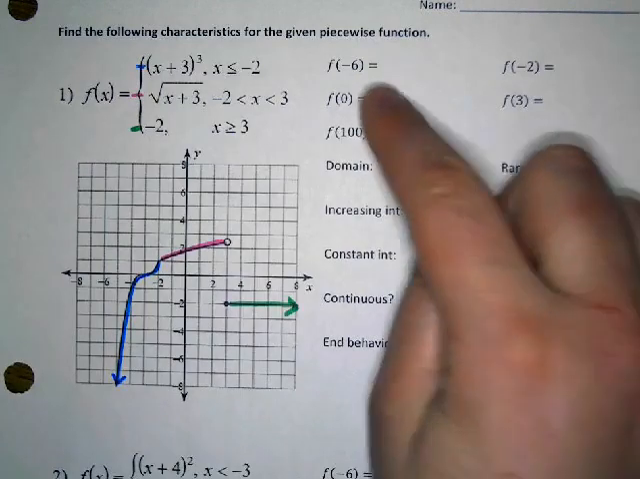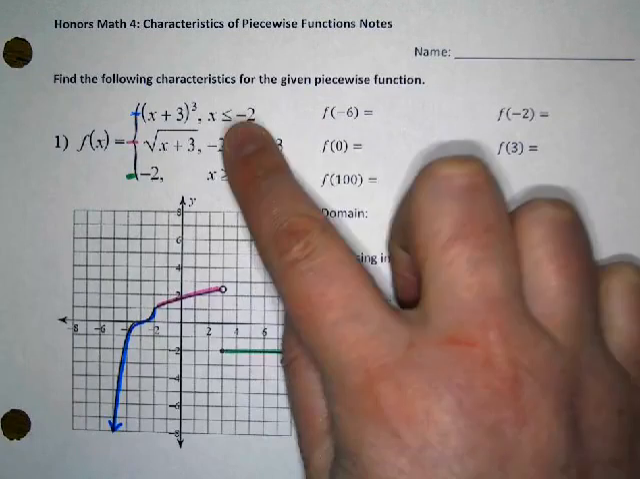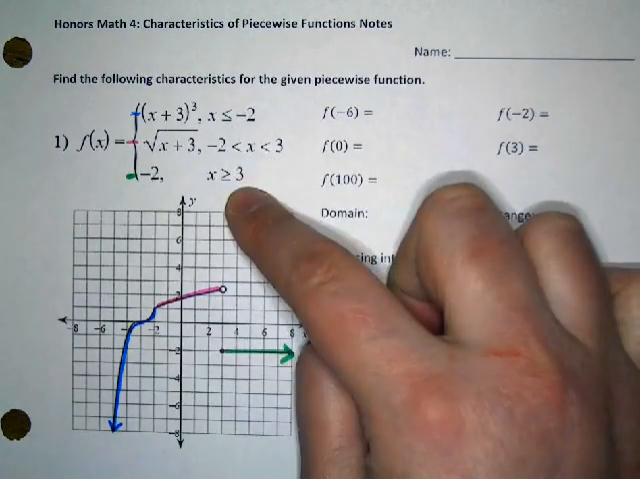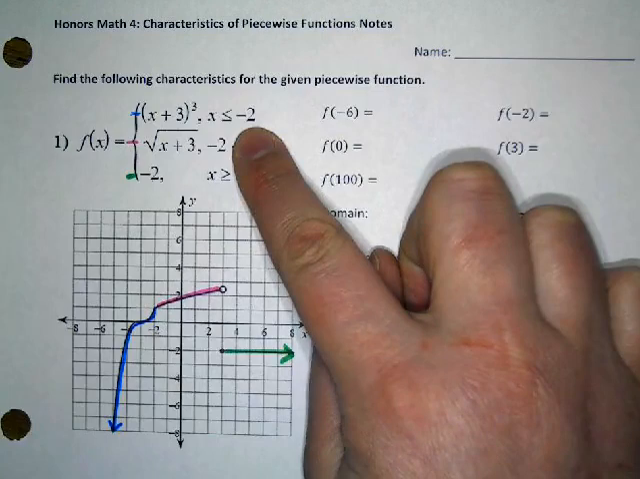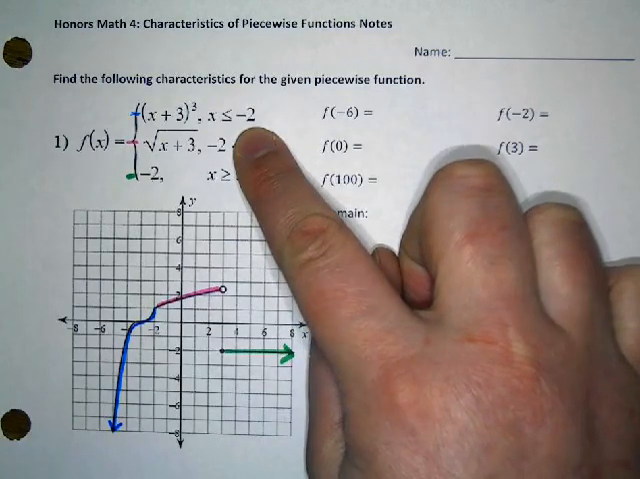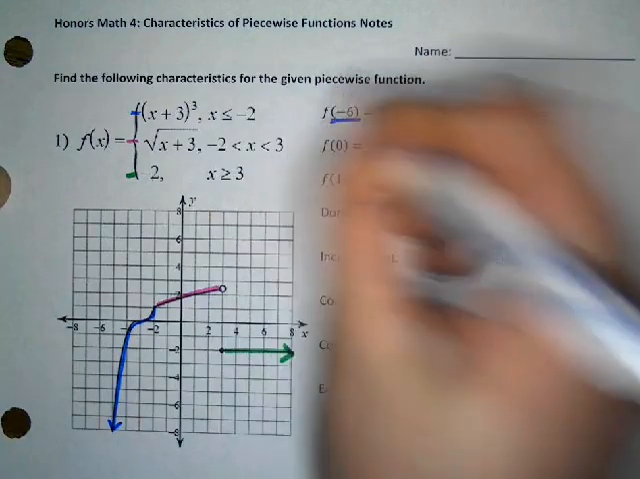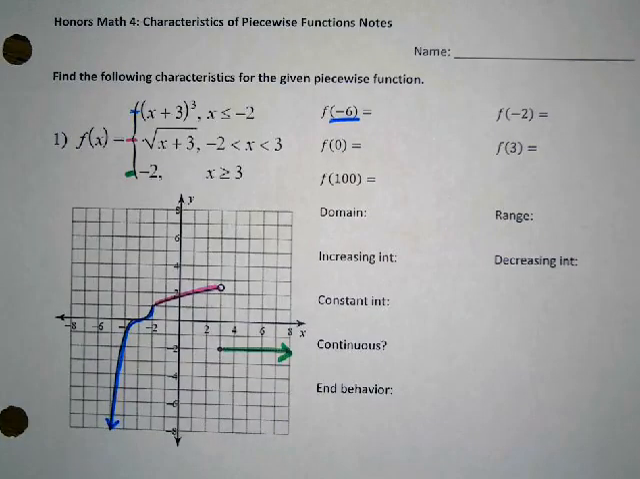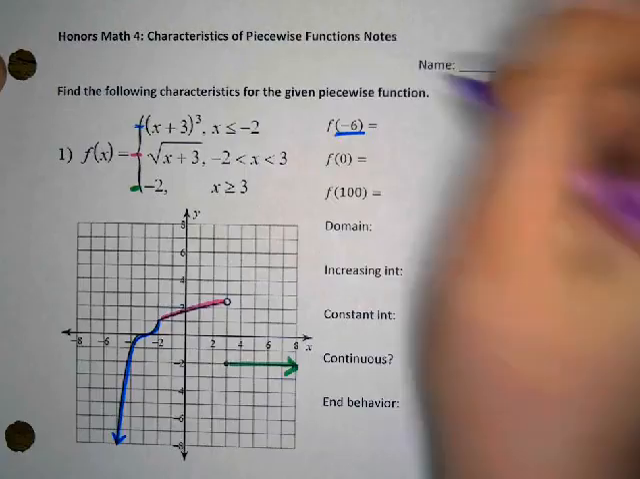All right, so -6, is that less than -2, between -2 and 3, or greater than 3? -6. It's less than -2. So I'm going to be using, you could use the first graph if you could see that point on the graph, but we can't. And so we're going to have to use the equation. So I'm going to go ahead and plug it in there.